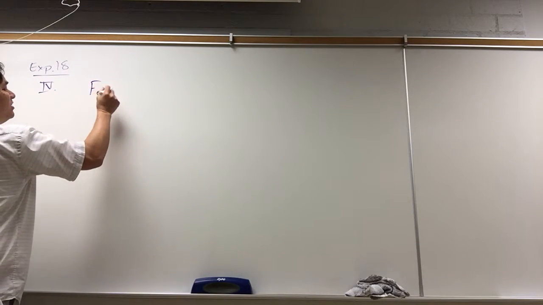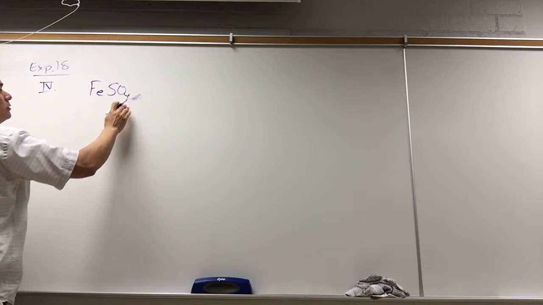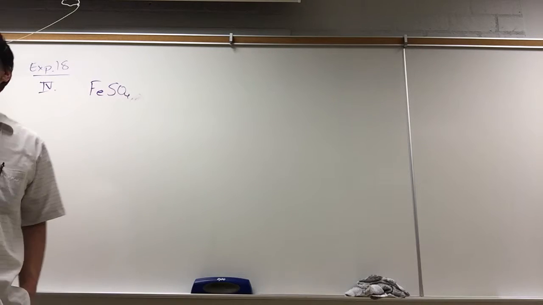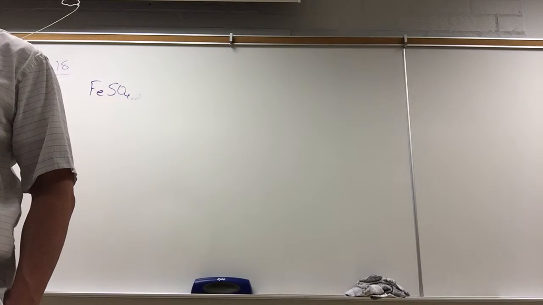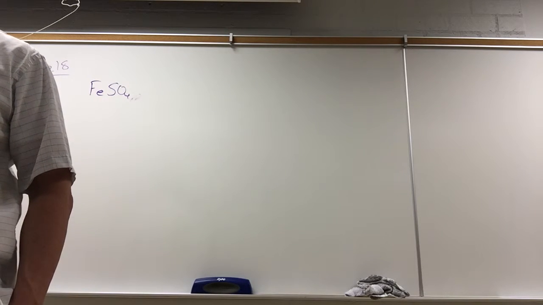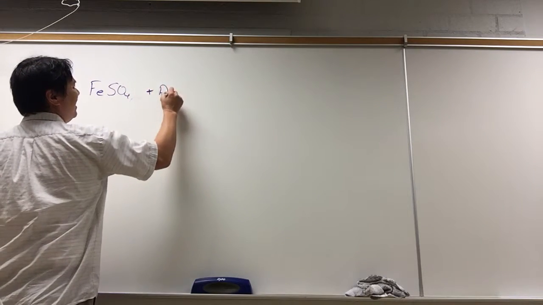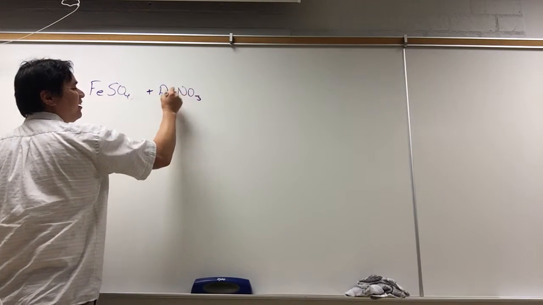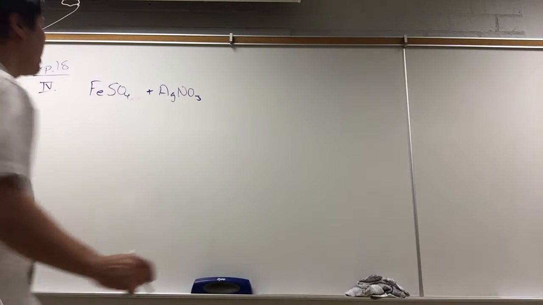All right, it's iron(II) sulfate, and so we'd have to write out the formula. Iron(II) sulfate solution is aqueous. Okay, then what? 2 mL of silver nitrate. Silver nitrate's formula is AgNO3. Are we mixing anything else in there? No, and so this is the reaction.